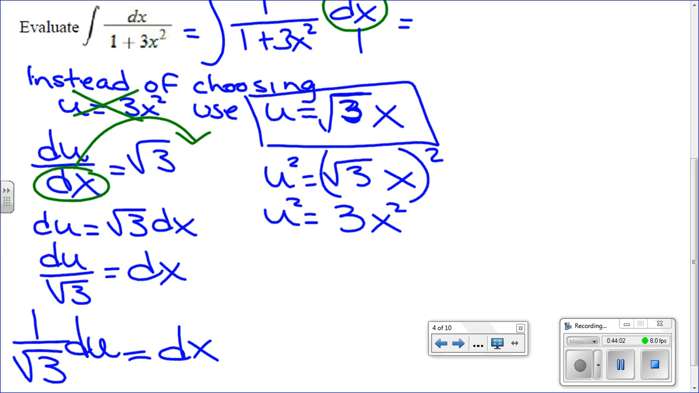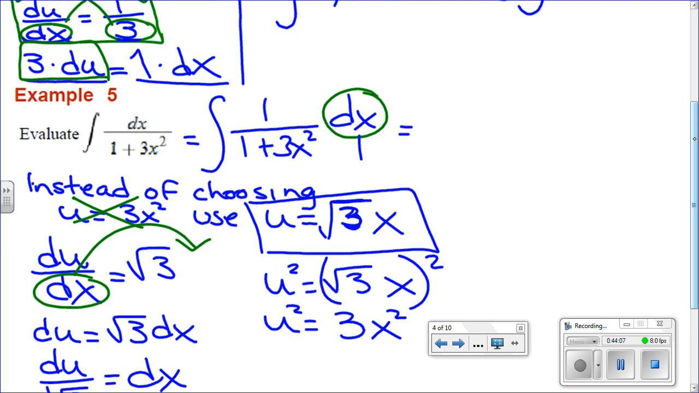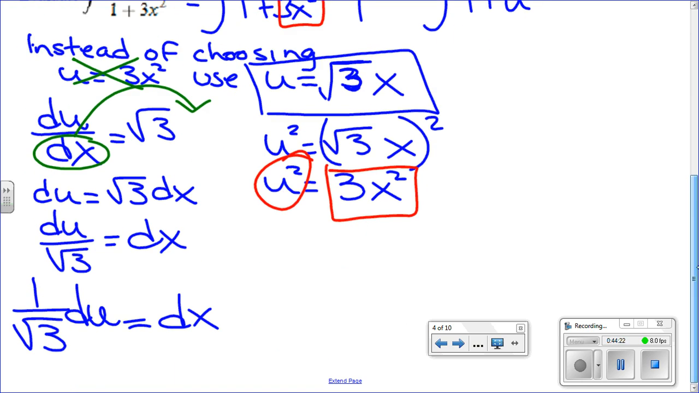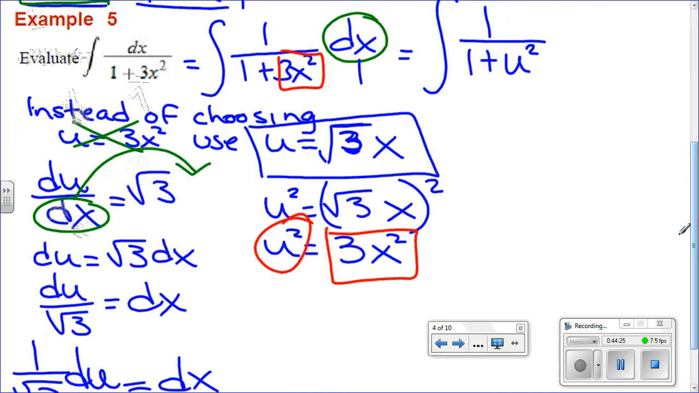Now, why do I need to do that? Well, because on the substitution, I'm going to say the integral of 1 over 1 plus u squared. This part right here is u squared, not just u, u squared. So that's why I didn't just substitute u. I substituted u squared. Don't worry. You can watch this video when you get home.